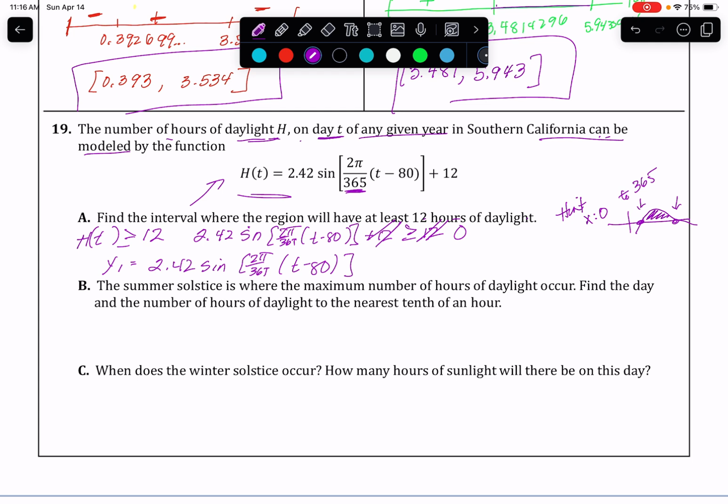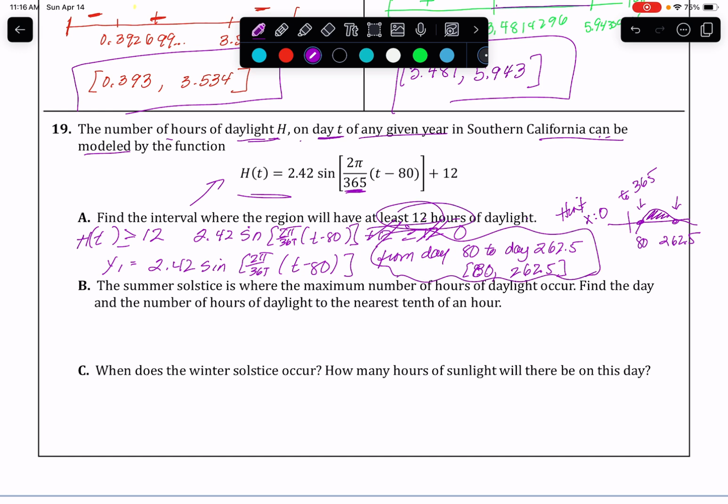We will go and see that this was 80, this point on the graph, and this point was 262.5. So from day 80 to day 262.5, or 80 comma 262.5 if you put it in interval notation, a hard bracket, because it's at least 12 hours. So greater than or equal to 12. Okay, let's look at B. The summer solstice is where the maximum number of hours of daylight occur.